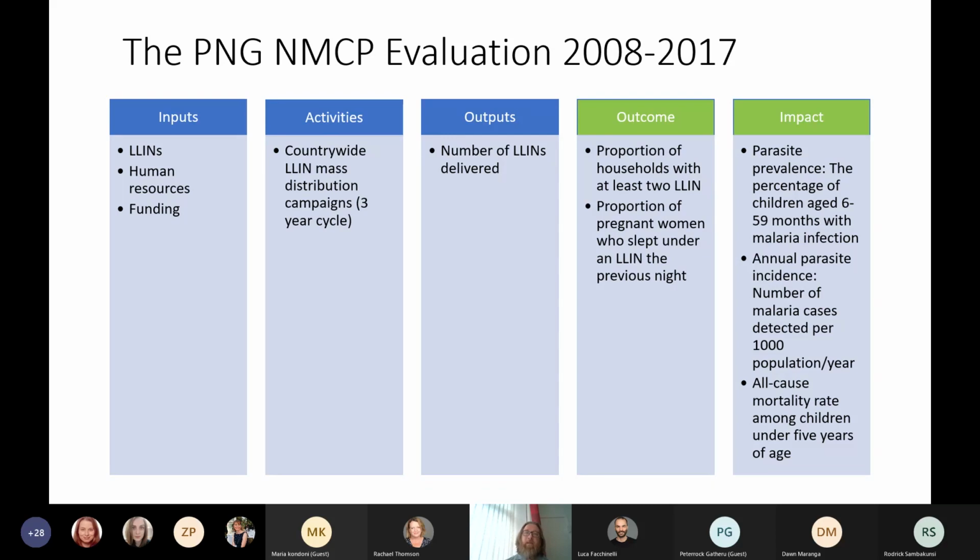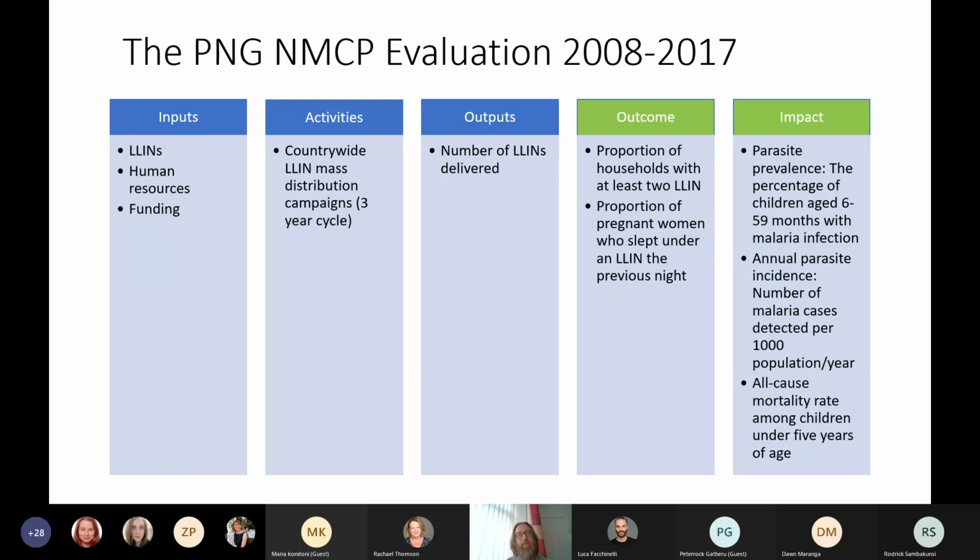The output and impact measures for this program, when we look at outcome, they really pertain to what happens to the bed nets once they're delivered, because obviously we want them to be used and we want them to be widely available. So some of the outcome measures there were the proportion of households with at least 2 bed nets within them available to residents, and the proportion of pregnant women who slept under a bed net the previous night.